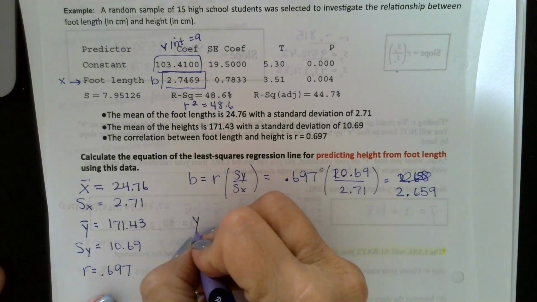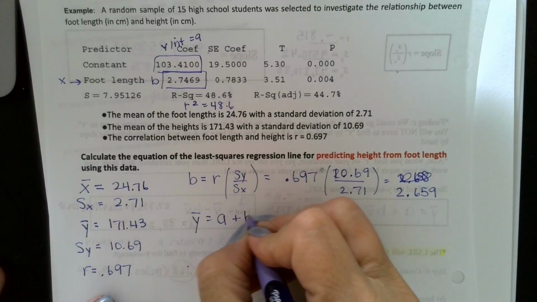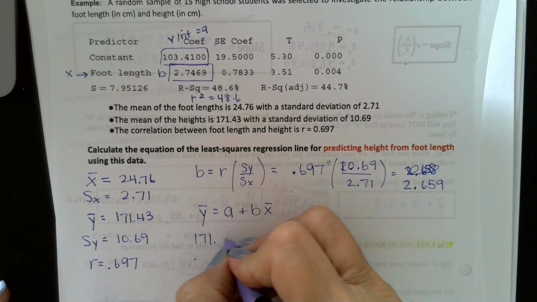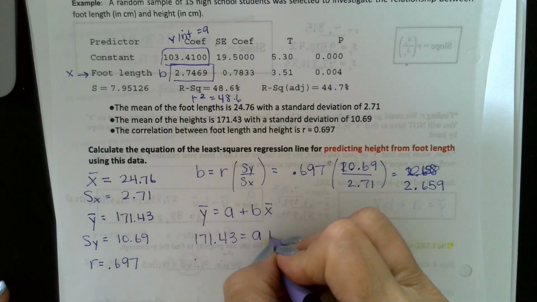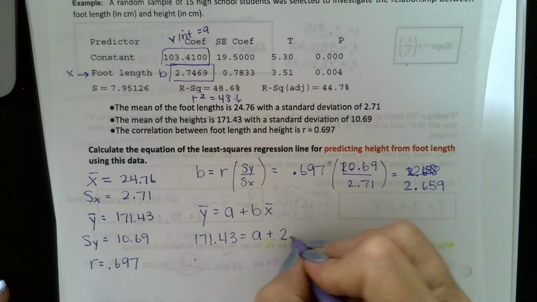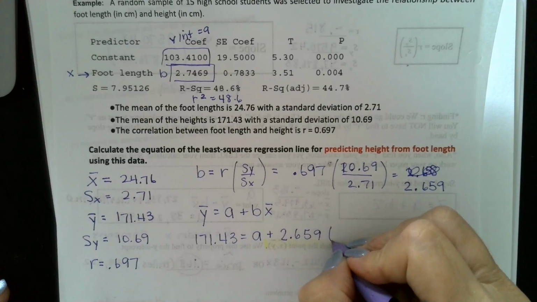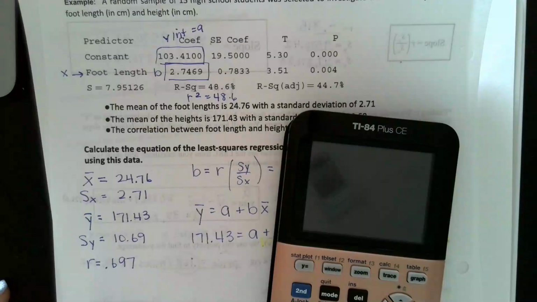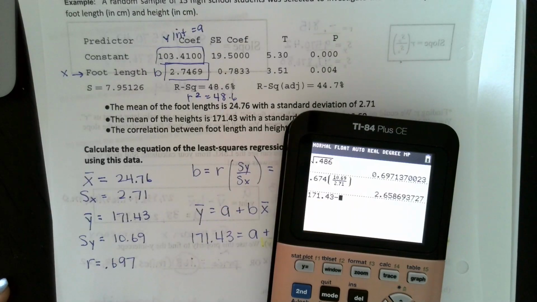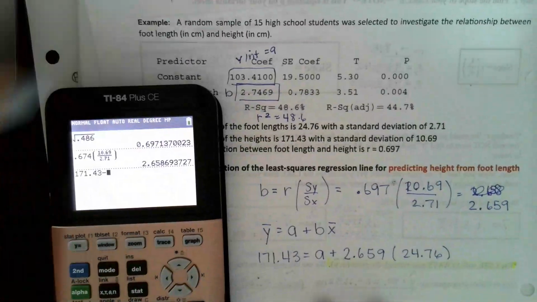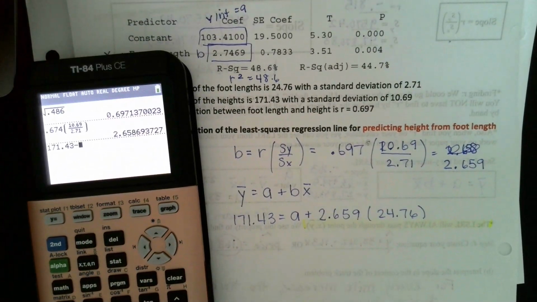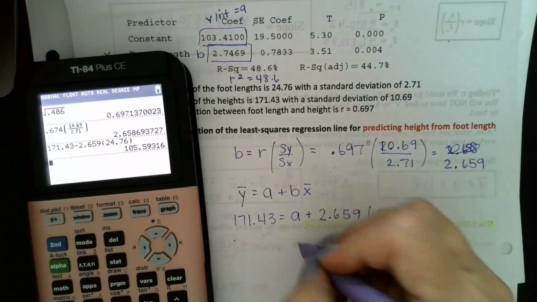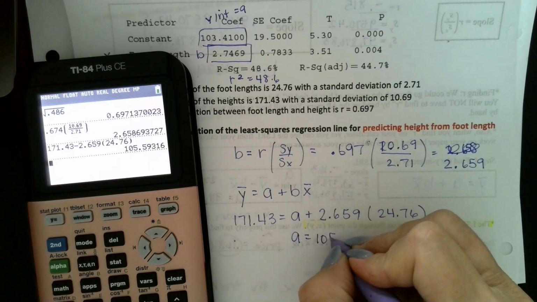So my intercept is going to be y bar equals a plus b times x bar, and I have everything that I need. I have 171.43 equals a plus my slope, which I just calculated, 2.659, times my x bar, which is 24.76. So 171.43, and I'm going to subtract my slope times my mean, and I get that a is 105.59.